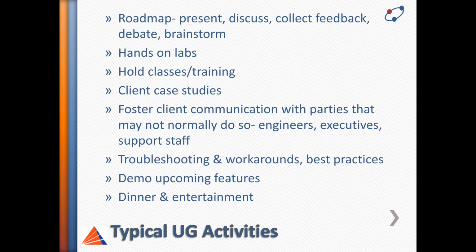Typical user group activities, the keynote, again, so much of it has to do with the roadmap. If there's one single question the users want answered, it's what's the roadmap, what's coming down the line, what do we need to plan for, what are you thinking. So that is, by and large, the #1 output of the user group. You can have actual hands-on demonstrations, training sessions, classes. The #2 output, we would say, is actual client case studies.